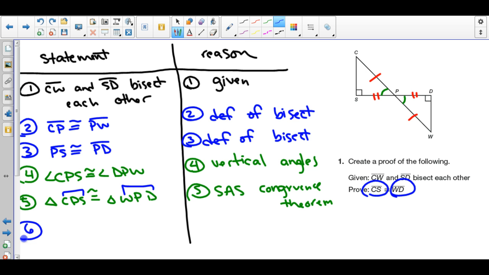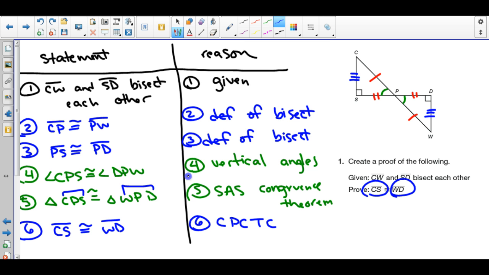So what that means is that we can write this down. At the very end, I'm going to say that segment CS is congruent to segment WD, which means that this is congruent to this. And the reason I know that is because of CPCTC, congruent parts of congruent triangles are congruent.